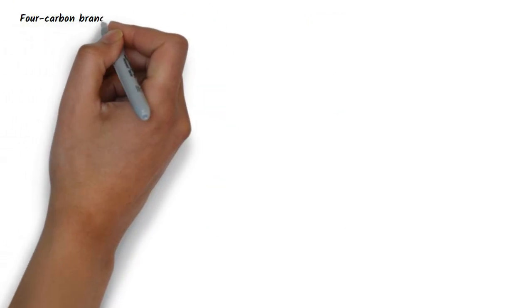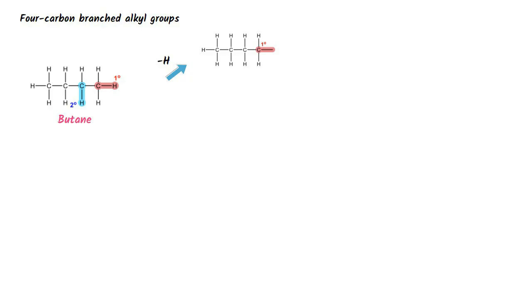Now take 4-carbon branched alkyl groups. Consider this molecule. It is called butane. Based on degree of substitution, these are primary carbons and these are secondary carbons. The hydrogens are also designated based on to which carbon they are attached. If we remove the primary hydrogen and attach this group as a branch through this bond to the parent chain, we call this a butyl group. It can be simply shown like this.